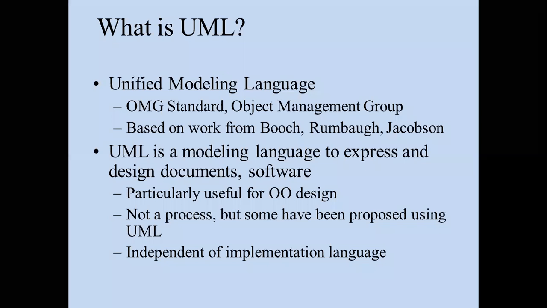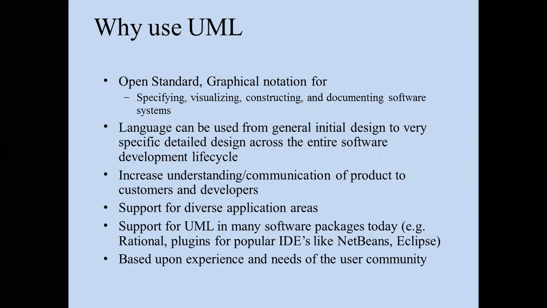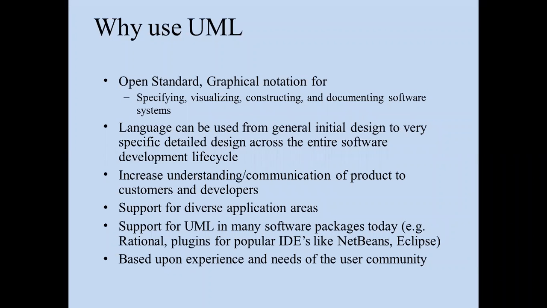Yesterday we have seen that it is not a process, but some processes have been proposed using UML. We are going to use UML for diagrams. It is for software development. Then yesterday we have also seen why we use UML. It is an open standard of graphical notations for specifying, visualizing, constructing and documenting software systems. To document the software, we are using UML.